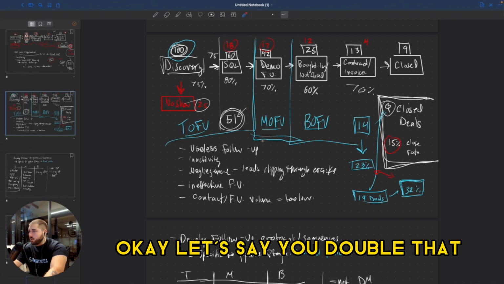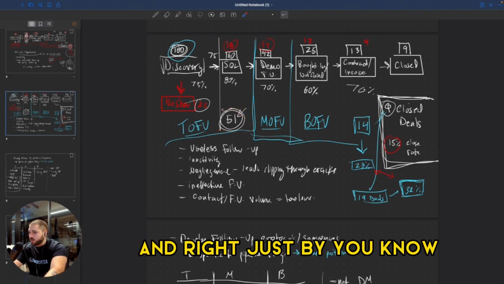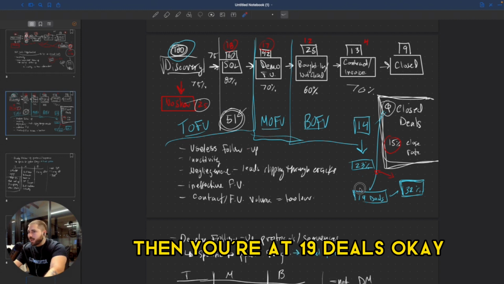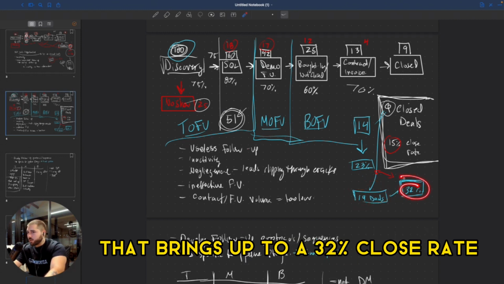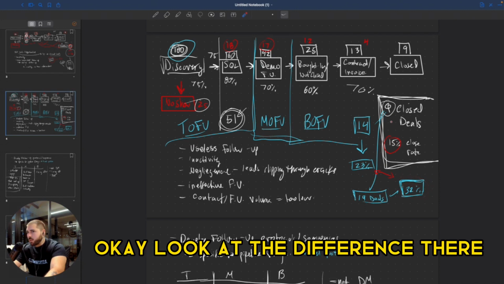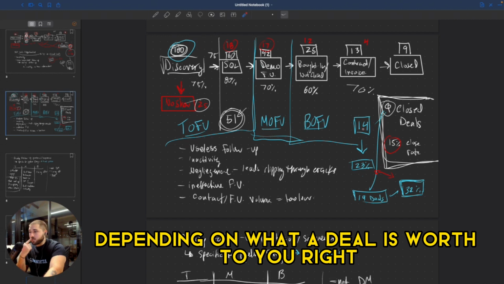Let's say you double that. Let's say you can close 20% of those deals just by conducting better follow-up. Then you're at 19 deals. You've got 10 more deals out of your pipeline. That brings you up to a 32% close rate. Look at the difference there from 9 to 19, or even 9 to 14, depending on what a deal is worth to you, right?